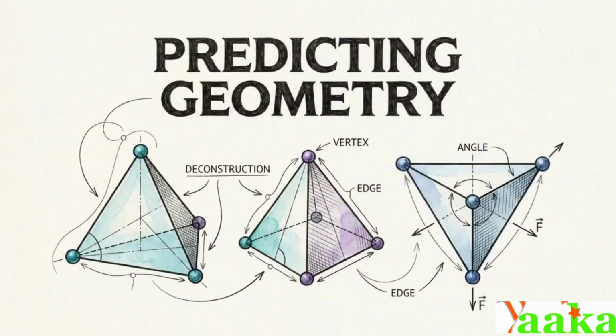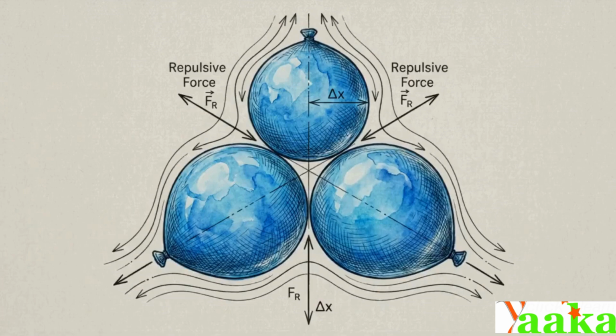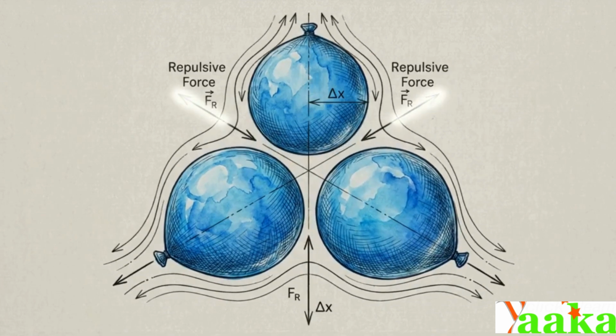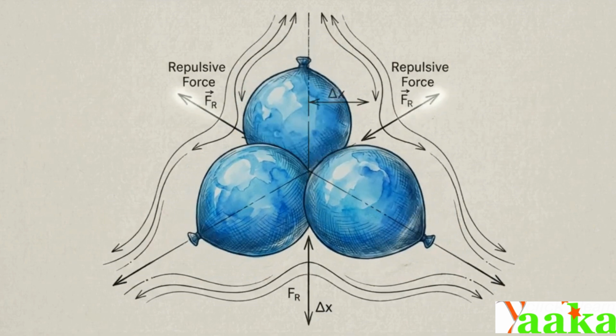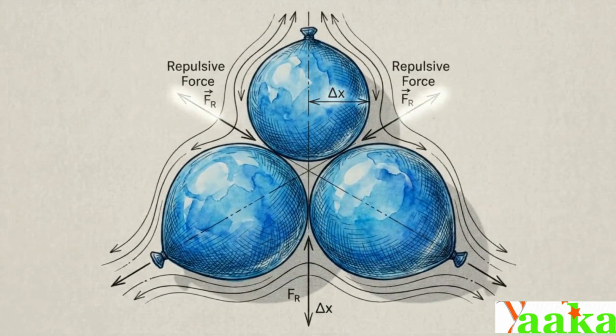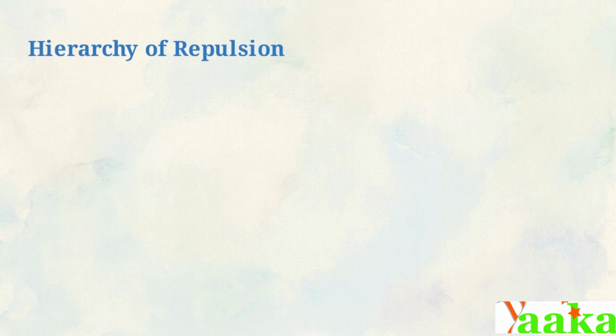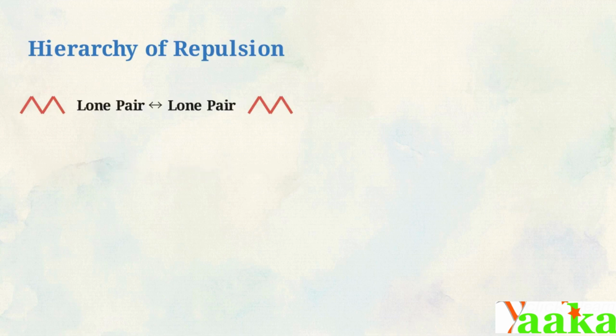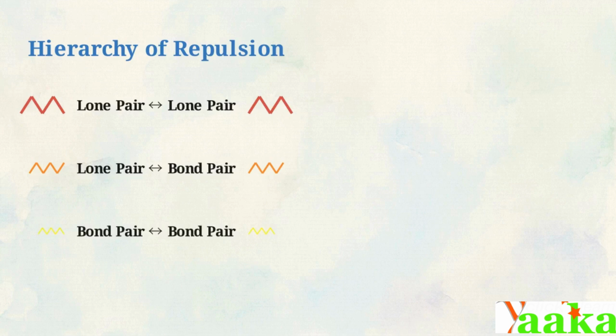To predict those specific shapes, we use valence shell electron pair repulsion theory, or VSEPR. The core principle is simple. Regions of negative electron density physically repel each other, arranging themselves as far apart as possible to minimize that repulsion. This creates a strict hierarchy. A lone pair of electrons repels more strongly than a bonding pair. So lone pair repulsion is the strongest, followed by lone pair-bond pair, with bond pair being the weakest.